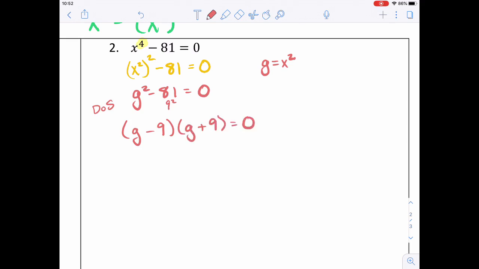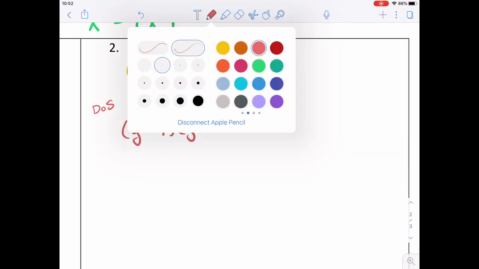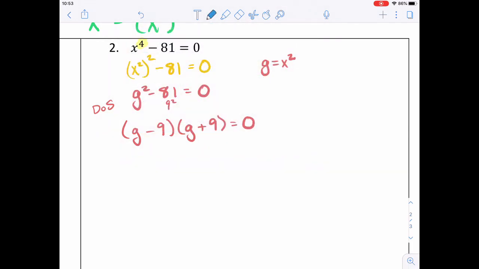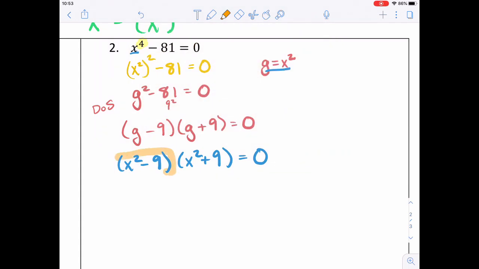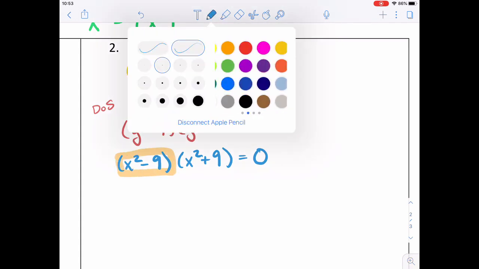Now I need to go back to my original variable. Don't forget to go back to your original variable. Our original variable is x. So instead of g, I'm going to write x squared. This is x squared minus 9, x squared plus 9. Hopefully you're seeing we have that same difference of squares we saw last time. This guy is a difference of squares.